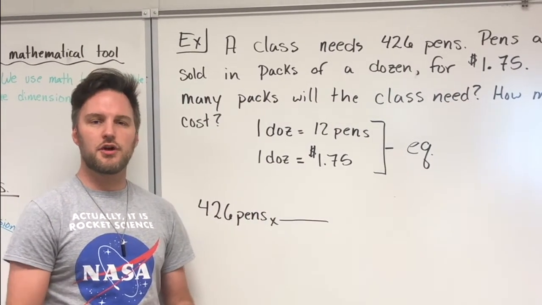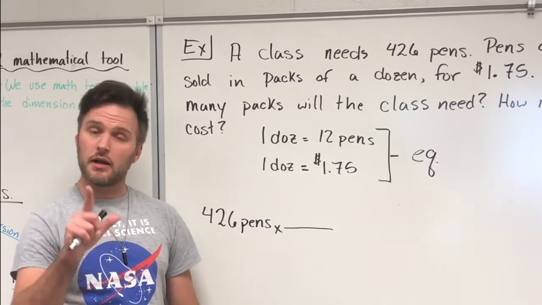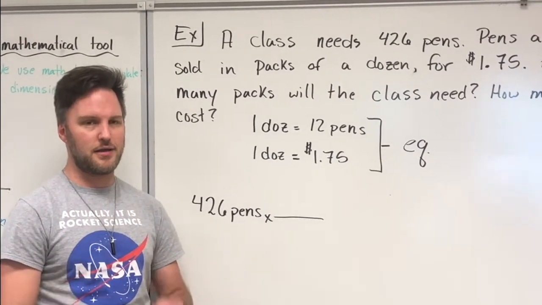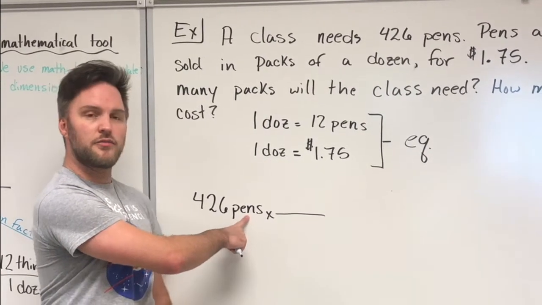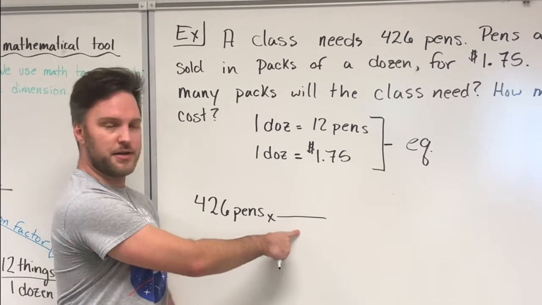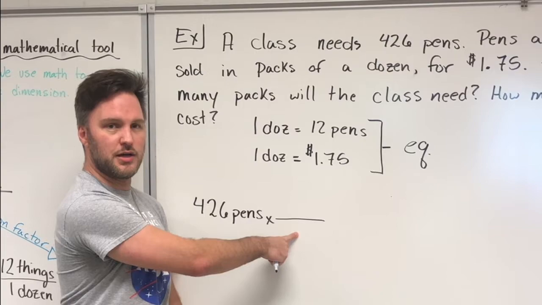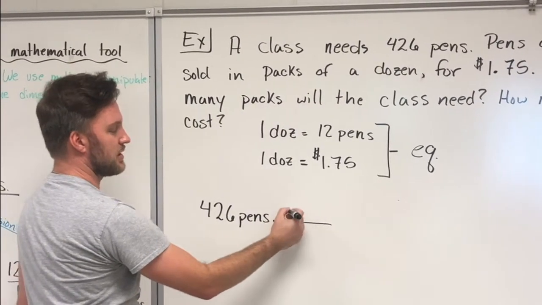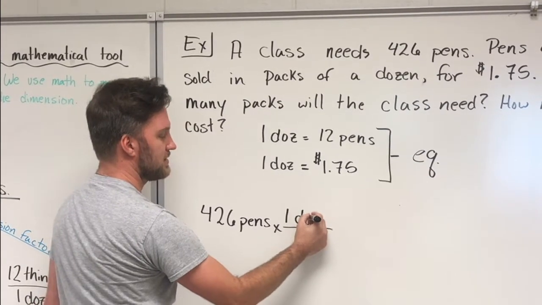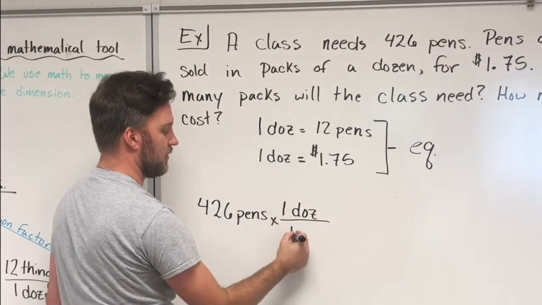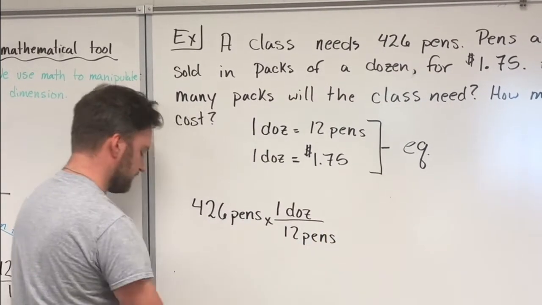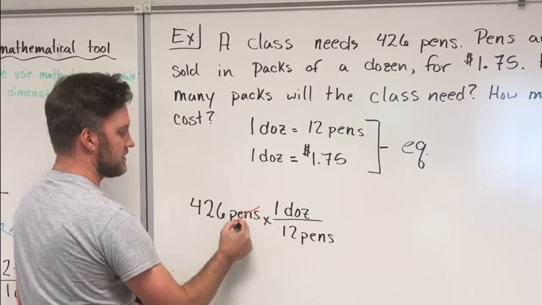If you're not quite sure how fractions work, you're not alone, that's okay, and I'm going to show you a quick trick. The unit you want to get rid of, pens, just put it in the bottom, or in opposition to where the unit appears. So in this case, I need to get to a dozen, so I'm going to say 1 dozen over 12 pens. If I look, the unit of pens cancels.